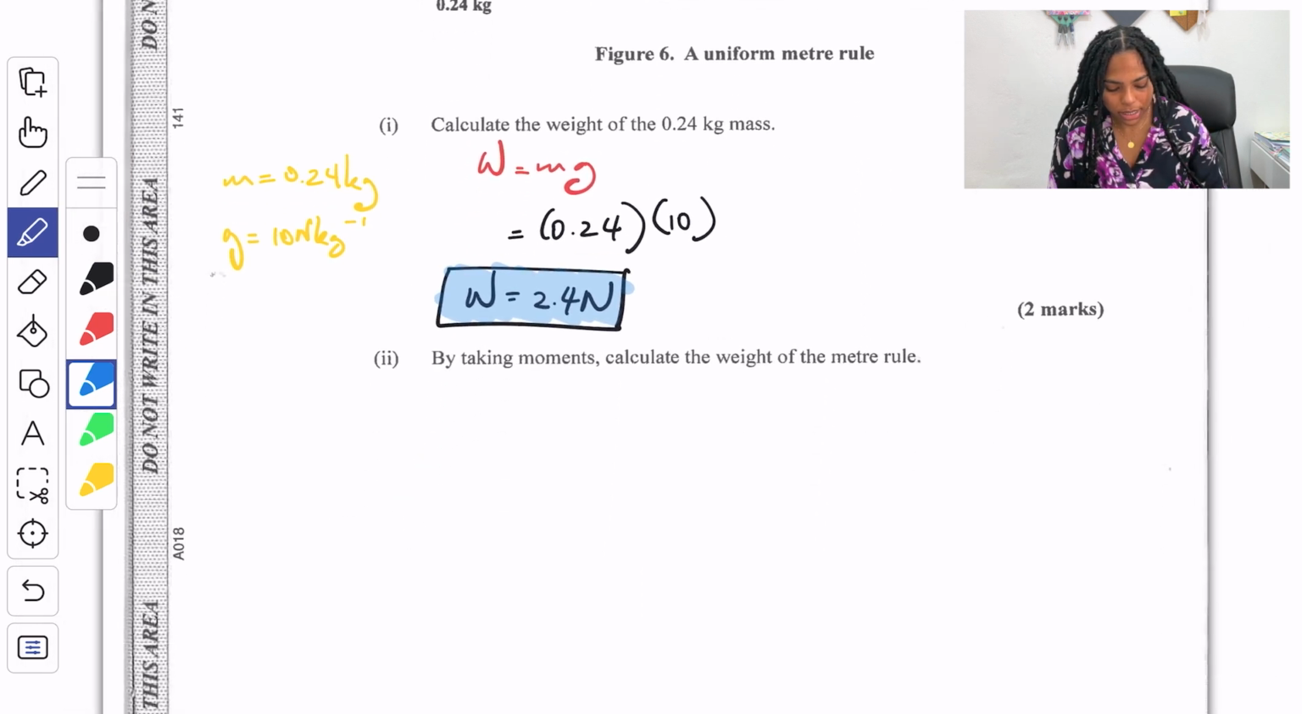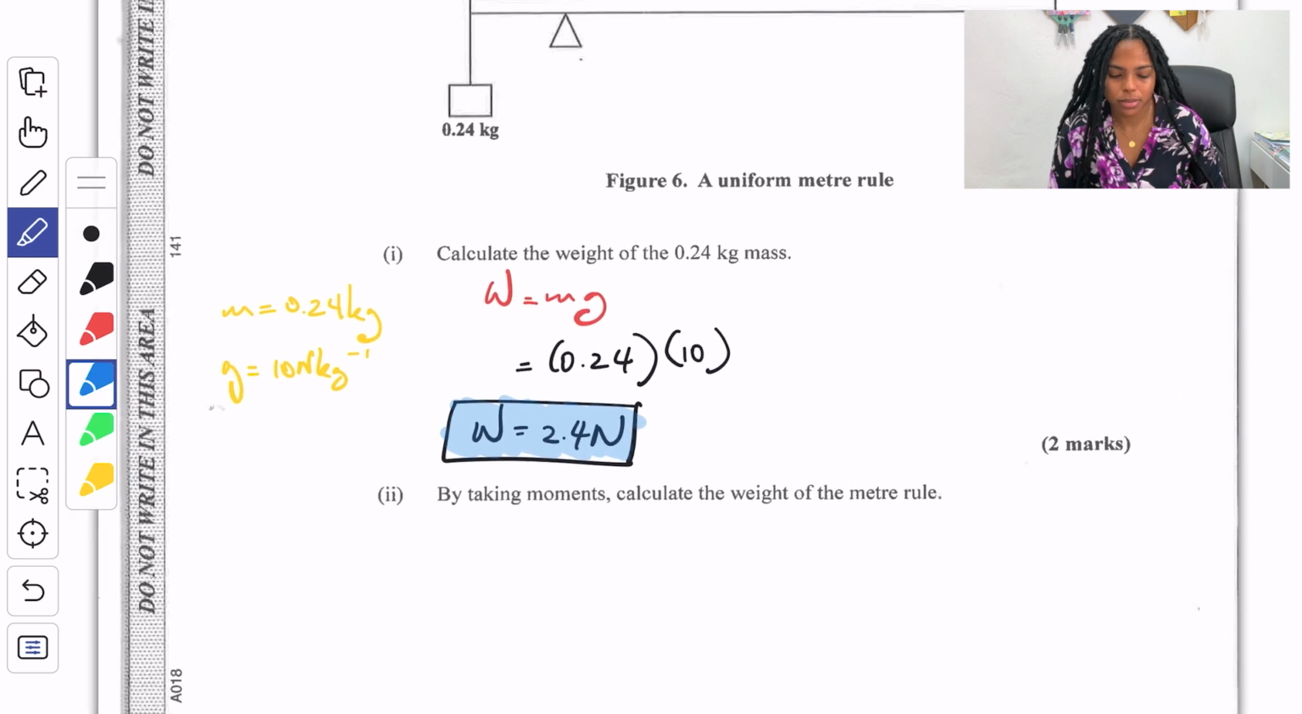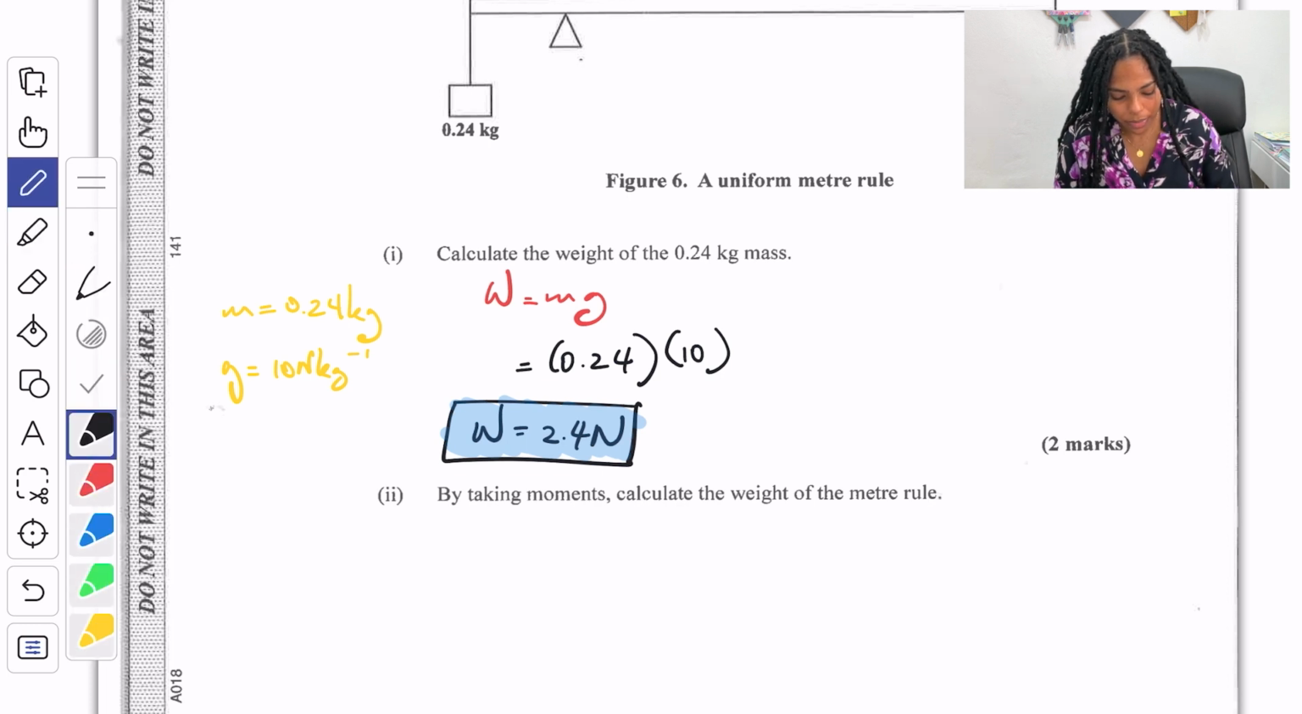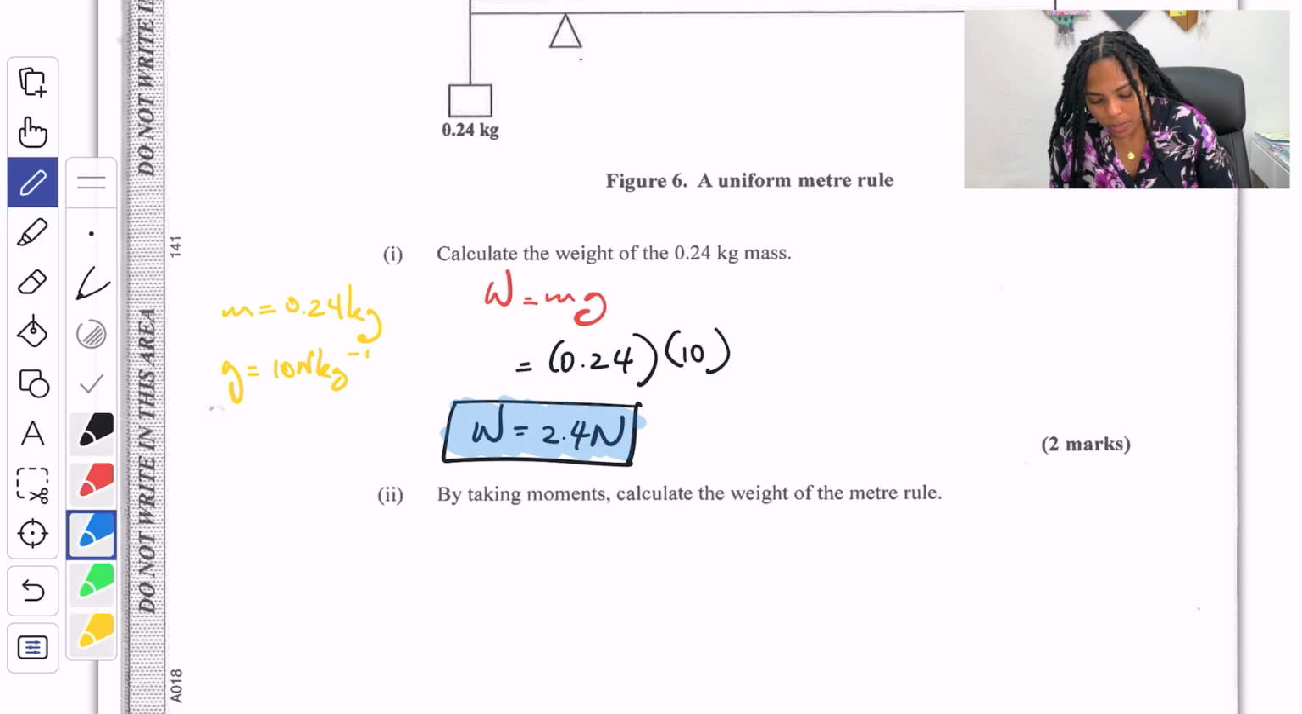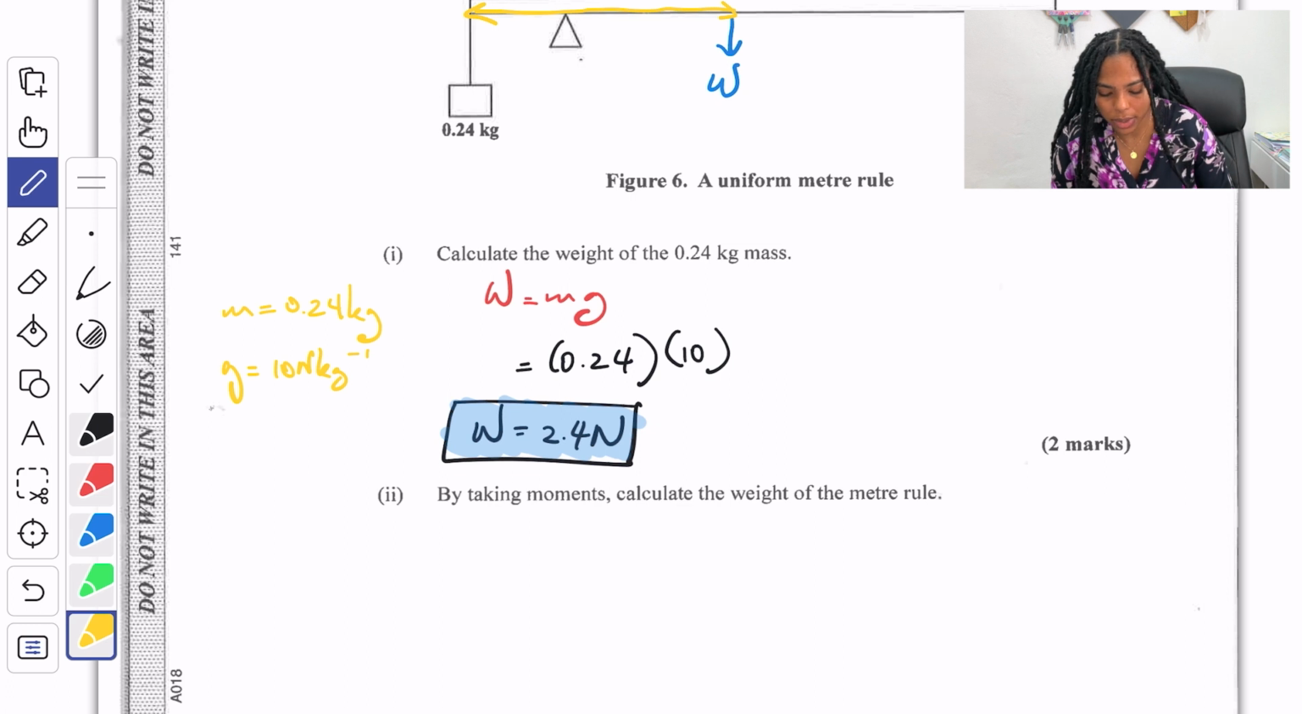So we'll notice that this is a whole 4 marks because we have a few things we have to do here. So 1, if we know that the weight is acting at the center, it means that the distance from here to here, because this might be the 0 mark on the meter rule, to here, because they didn't say anything about distance otherwise, that is going to be 50 centimeters.